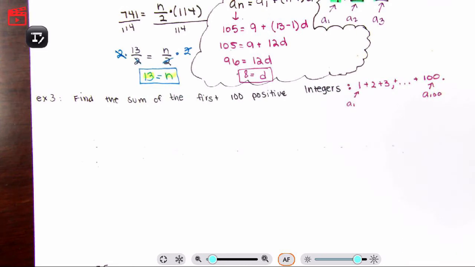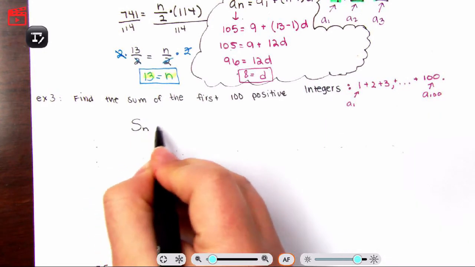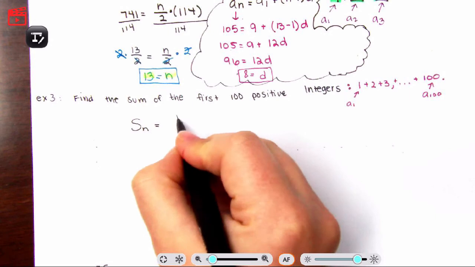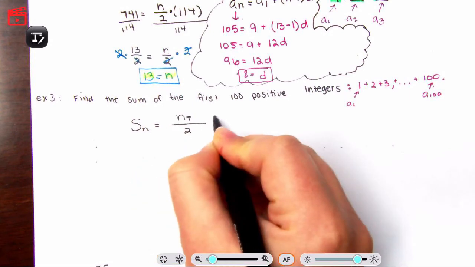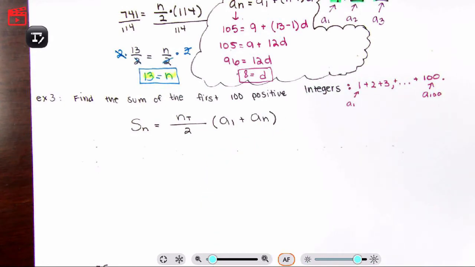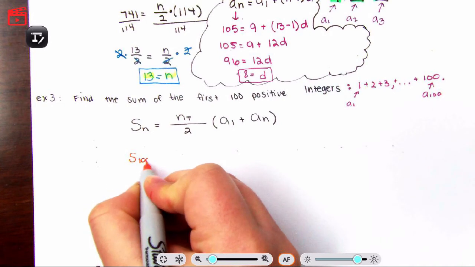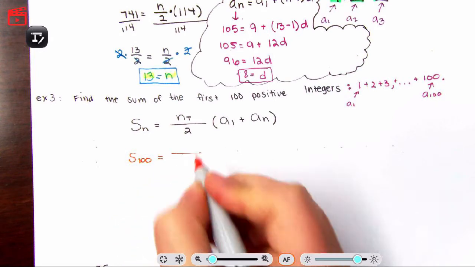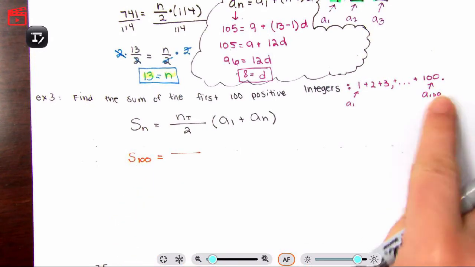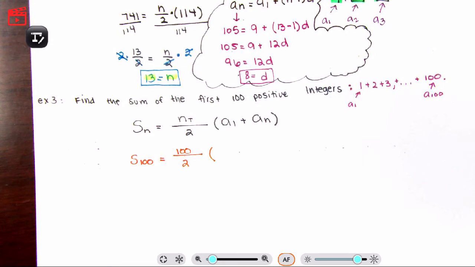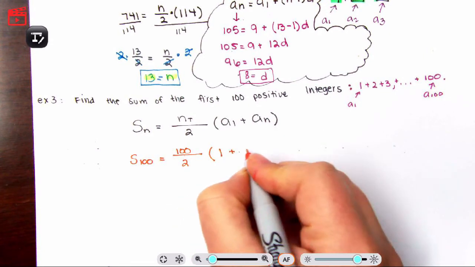So how can I find out the total? Well, let's go back to our formula, and our formula is the summation, S sub n. So S sub n is equal to the total number of terms divided by 2 times the first term plus the last term. So we want to find the total of adding the first 100 positive integers. Then we want to know what the total number of terms are. Well, the total number of terms are 100. Then we need to divide by 2. The first term we have is 1. The last term we have is 100.